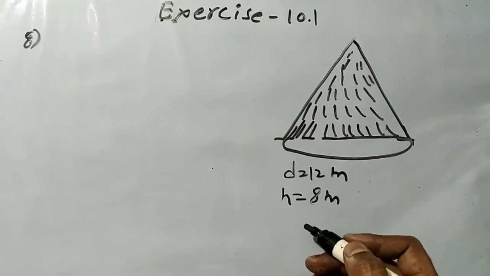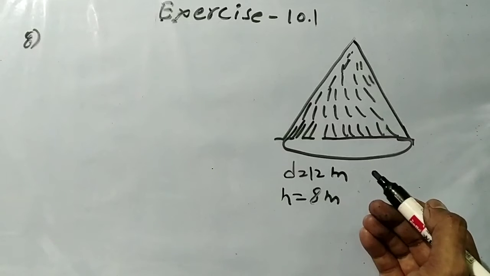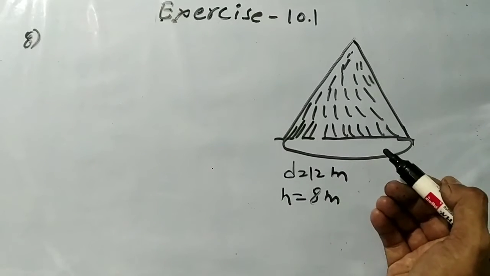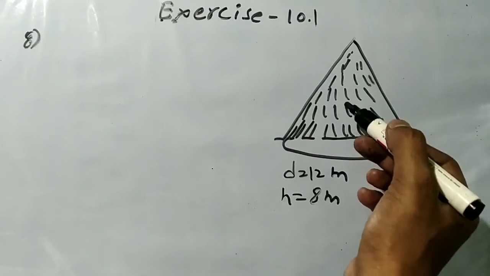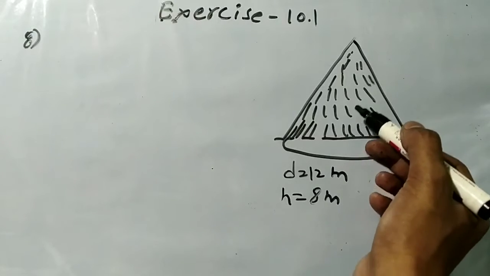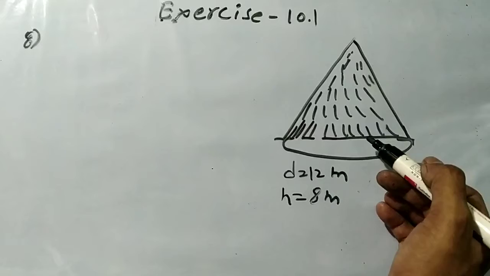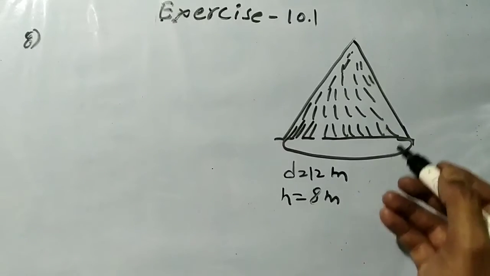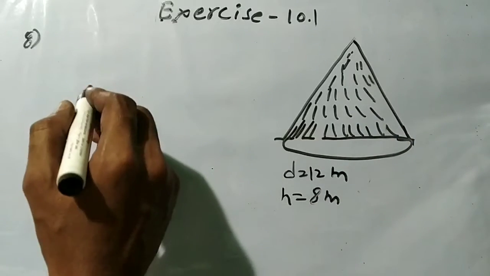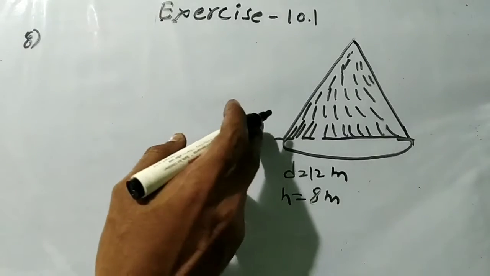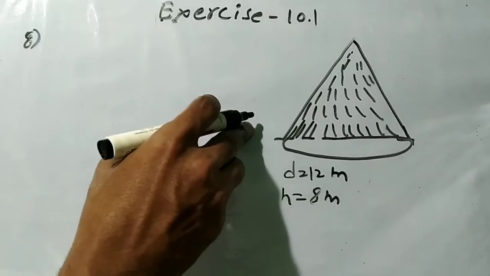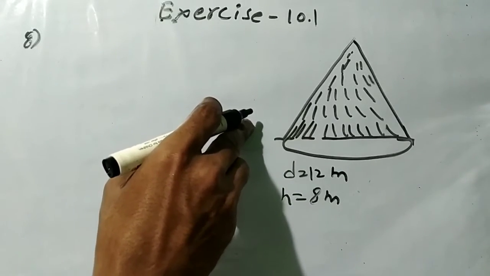Because if rain occurs, the rice heap will get completely wet, so we have to cover it with a cloth or cover. So we have to find the surface area, that is the CSA, the curved surface area of that heap of rice, which is nothing but the curved surface area of a right circular cone.